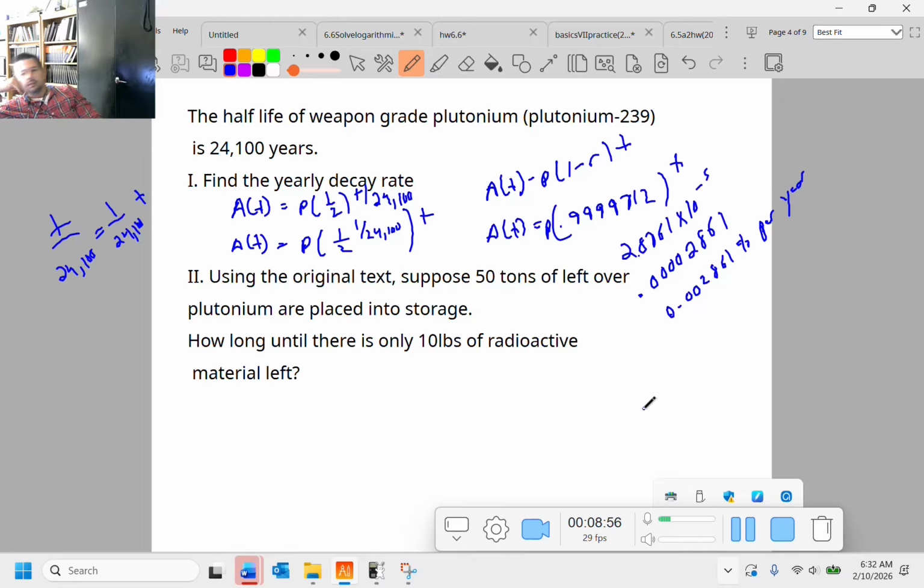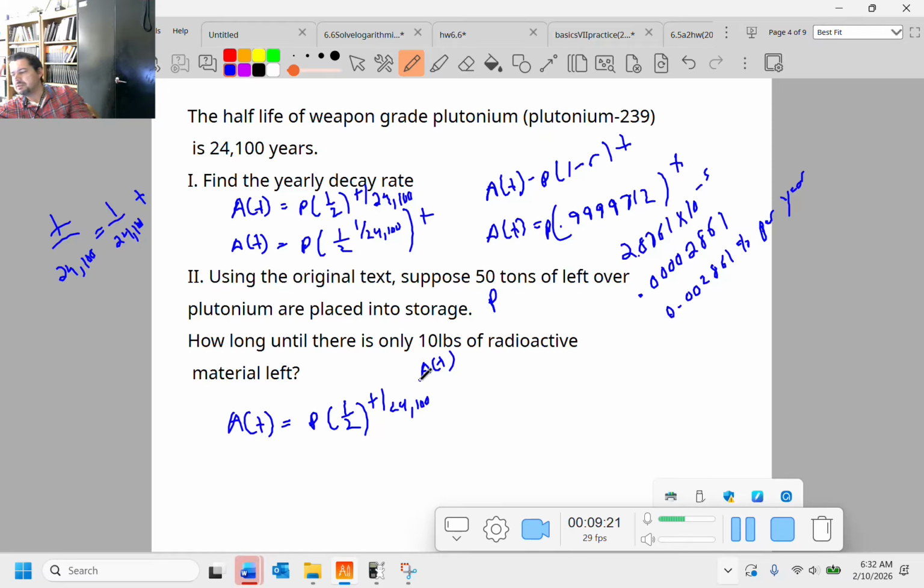All right. Using the original text, suppose 50 tons of leftover plutonium are placed in storage. How long until there's only 10 pounds of radioactive material left? So this would be your principal. This would be the amount after time. And we're going to use the formula we wrote in the first place, principal times 1/2 to t over 24,100. And that's what we're going to plug into.